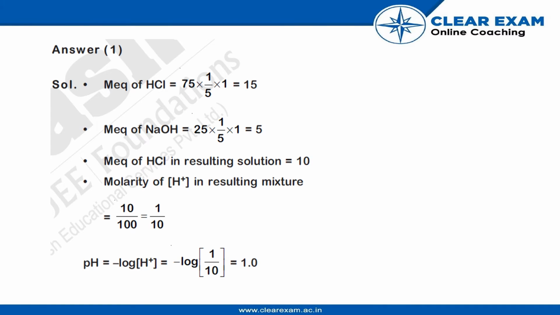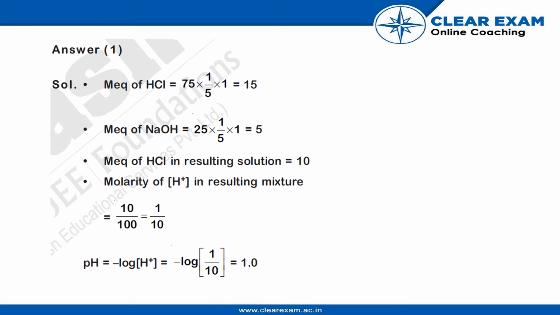So answer 1 is correct, which means option C is correct: 75 ml of M/5 HCl and 25 ml of M/5 NaOH together will give a pH of 1.